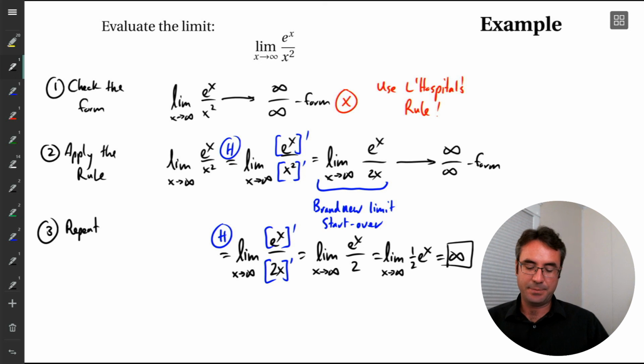And so this is an example where we had to use L'Hopital's rule twice. Each time we checked that we had the correct form before we used the rule, and then we just indicated where we actually applied the rule. All right, just practice a few more of these.